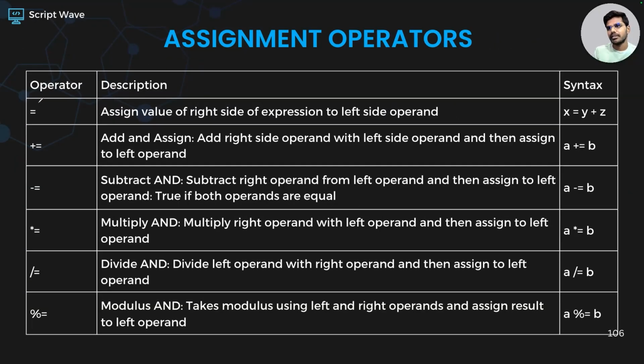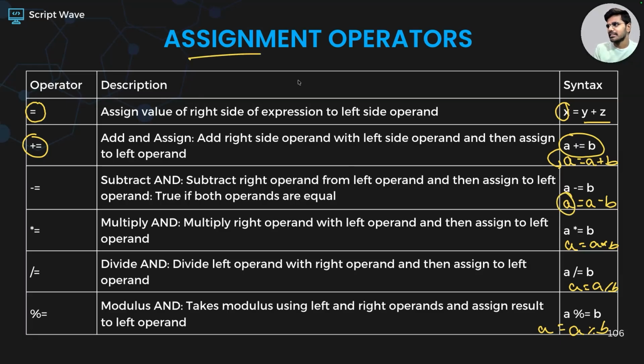Here we have the first and most used operator, that is equals to, where we are assigning the value. So x is equal to y plus z. Here we are assigning the value. Then we have plus equal to. Plus equal to is exactly the same as a equal to a plus b. This is the exact meaning of a equal to a plus b. Similarly, a minus equal to b, which is a equal to a minus b. A asterisk equal to b is a equal to a asterisk b. A divide equal to b, A mod equal to b, assigning to A. So here we are just doing the operation and assigning the value to A using the assignment operator.